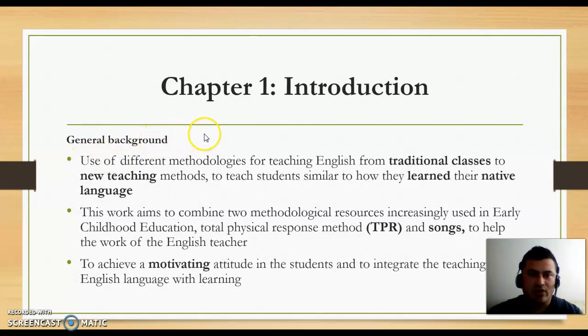The general background is focused on the problem in teaching English in the classroom in general from traditional classes. I'm going to tell you about a didactic proposal to improve, with new teaching methods. What is it about? Similar to how babies learn their native language, similar to how we acquire the native language.